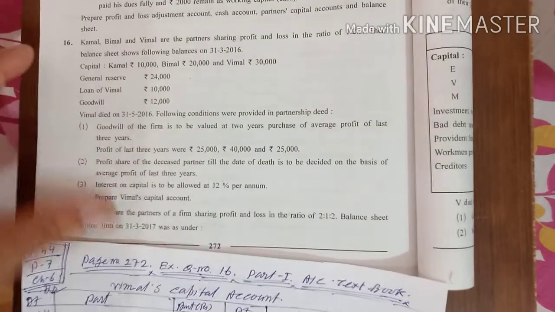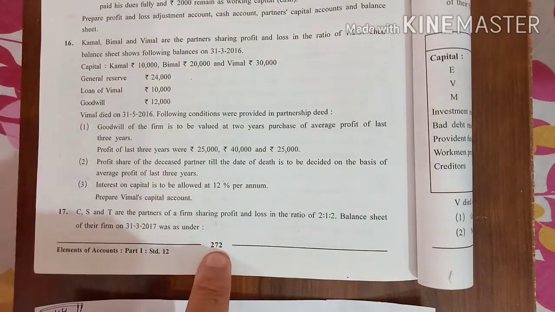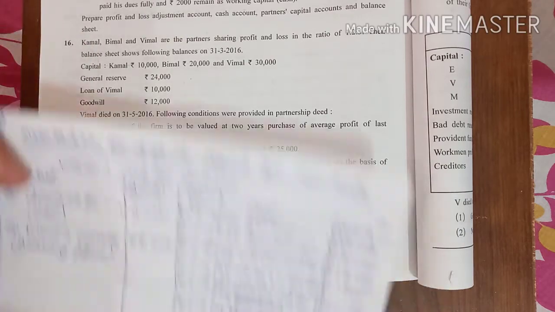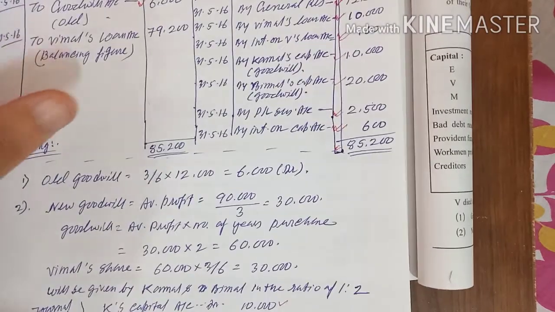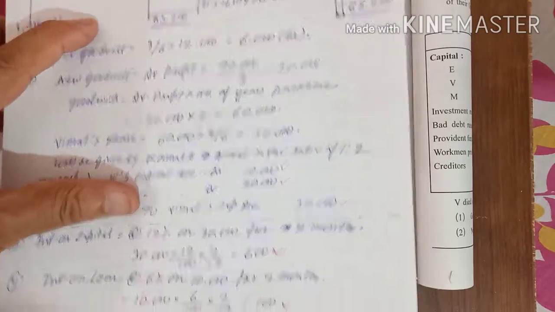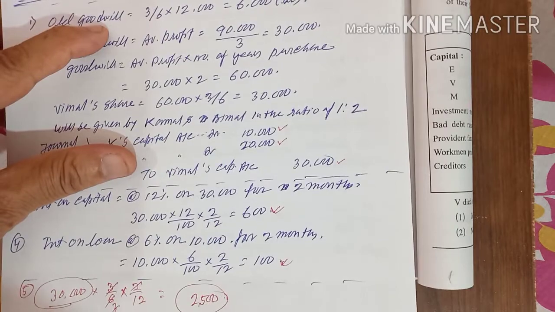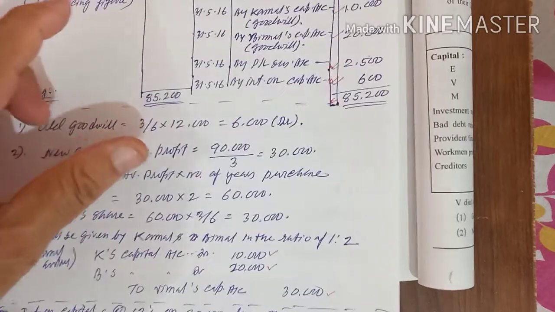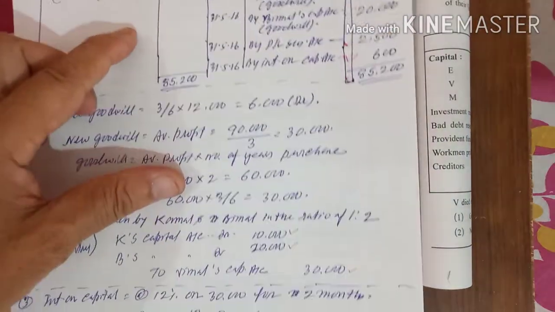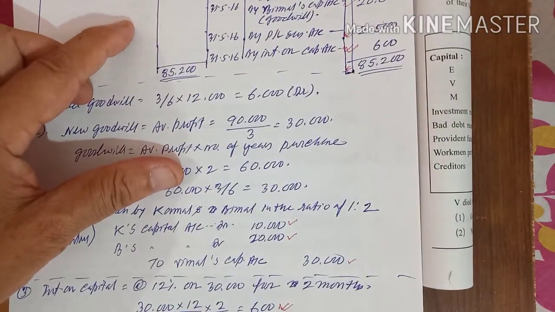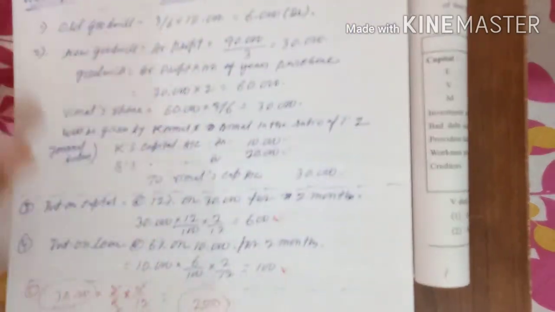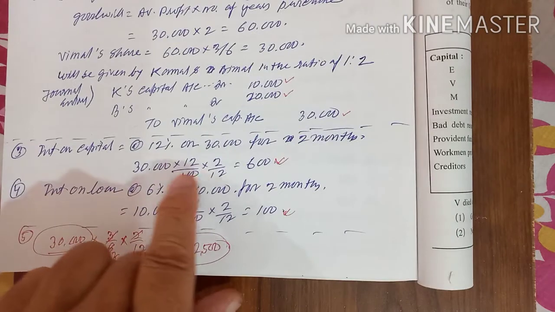So once again, read the questions of page number 272, question number 16, twice, and watch this video twice, so that you can understand what is given and what is not given. If at any time you do not understand any calculation, you can contact me. Keep in mind all calculations: his share, how much his share is coming, his share and time.